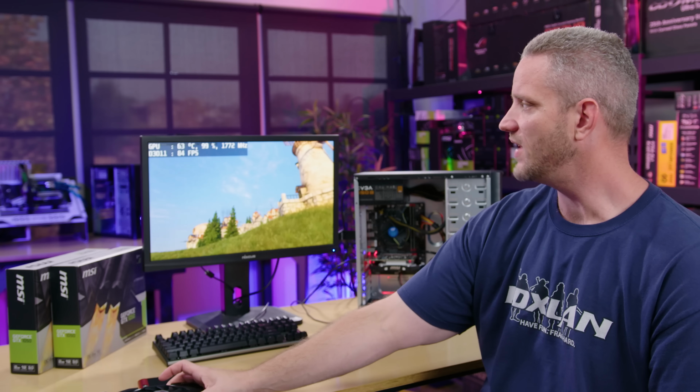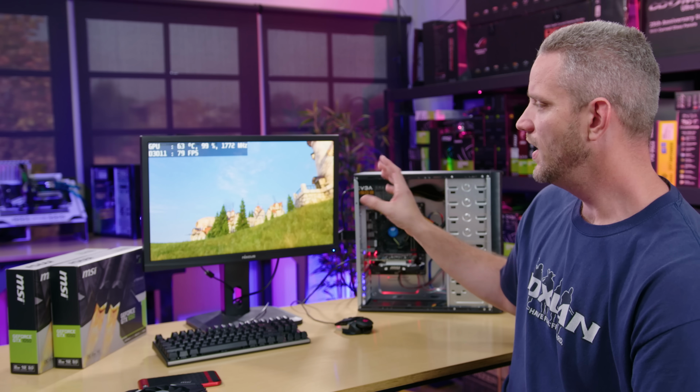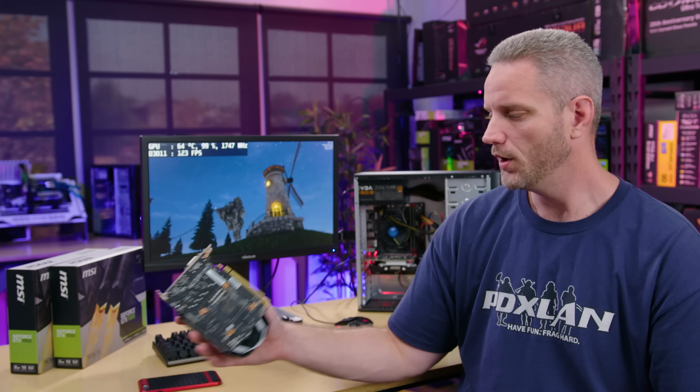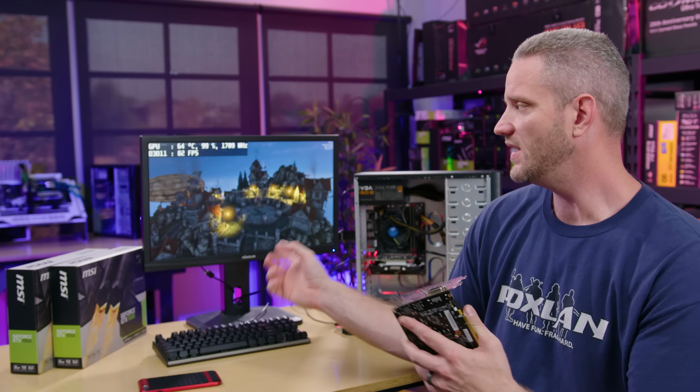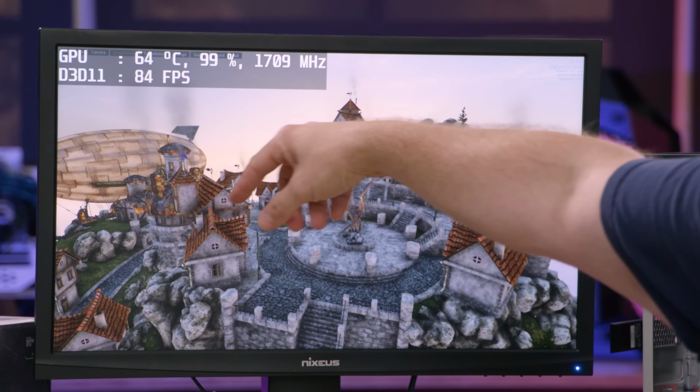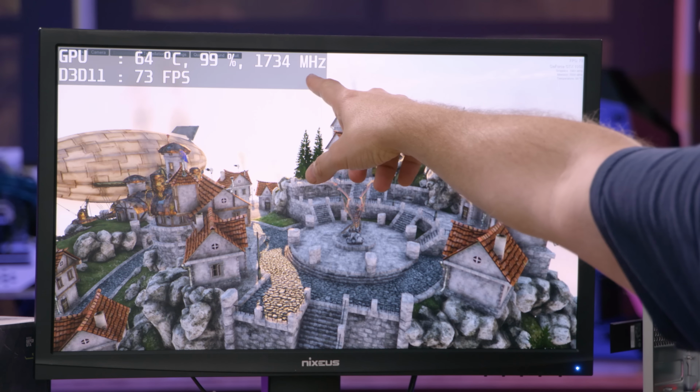So it looks like things have stabilized. Interesting note though is Heaven, although it is a GPU benchmark and stress test, doesn't hammer the card as hard as something like Ghost Recon does. Ghost Recon has to go on low settings and still maxes out the memory on this. But we are seeing at least identical temperatures here. It looks like we hit 64 for a second.